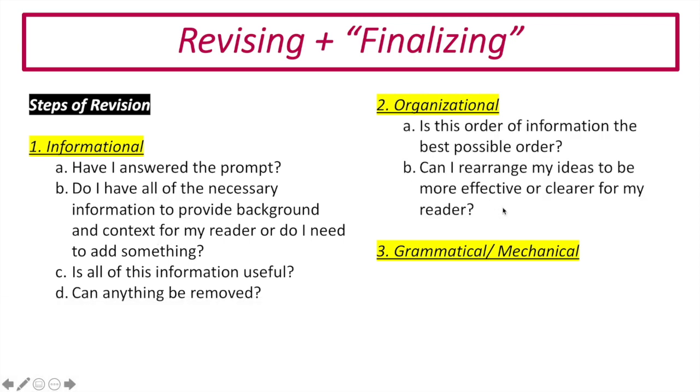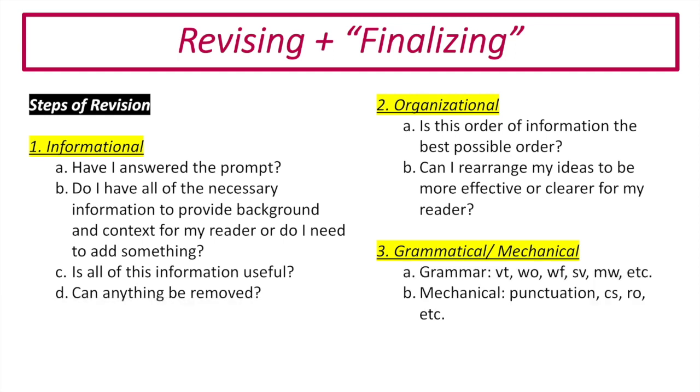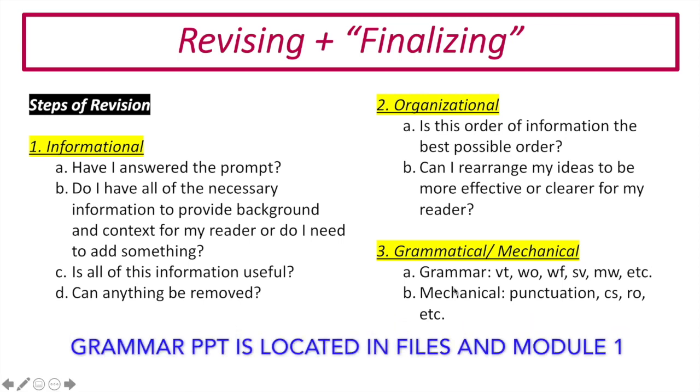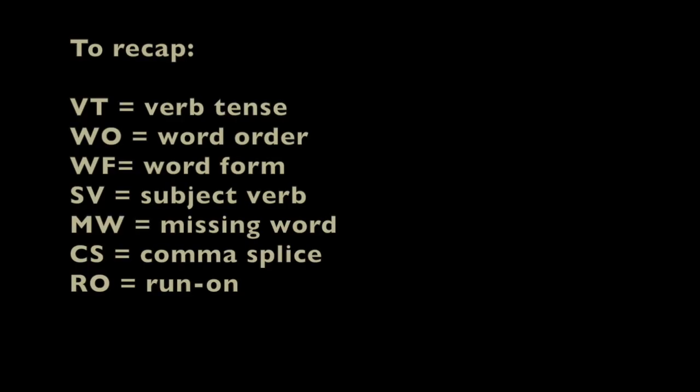Organizational. This asks you, is this order of information the best possible order? Can I rearrange my ideas to be more effective or clearer for my reader? And lastly, we have grammatical and mechanical. Grammar refers to things like verb tense, word order, word form, subject verb, missing word, etc. Mechanical refers to punctuation, comma splice, run-on, etc.